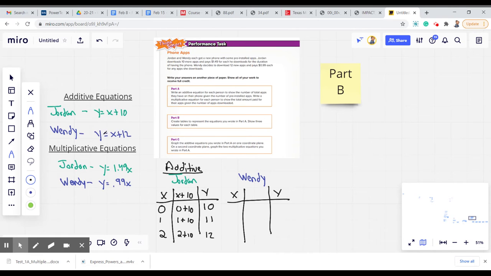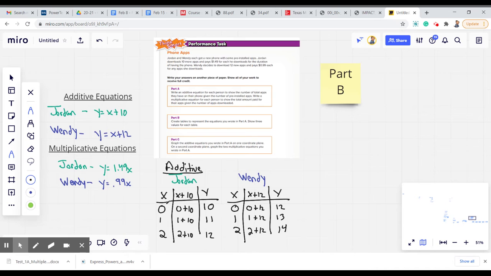Okay, let's do Wendy. Wendy's equation was y equals x plus 12, so her rule for this table is going to be x plus 12. Same thing for the pre-installed apps. Let's say Wendy had 0 pre-installed apps, so she had a total of 12 apps. If she has 1 pre-installed app, her total will be 13. And if there are 2 pre-installed apps, there are 14 apps on her phone.